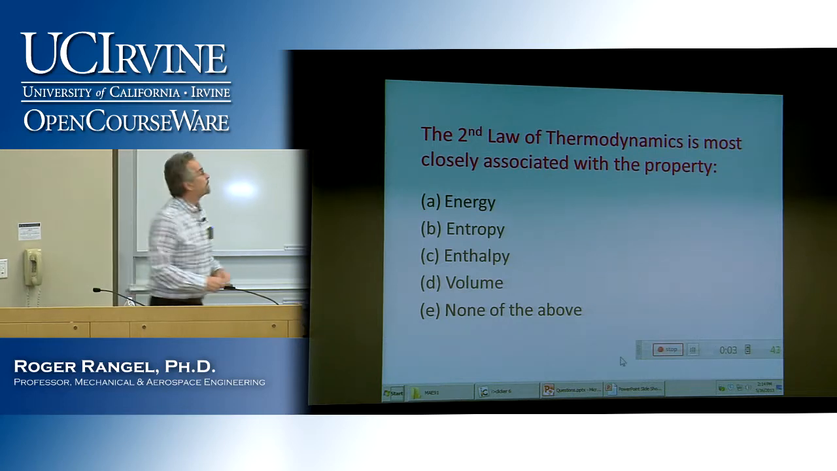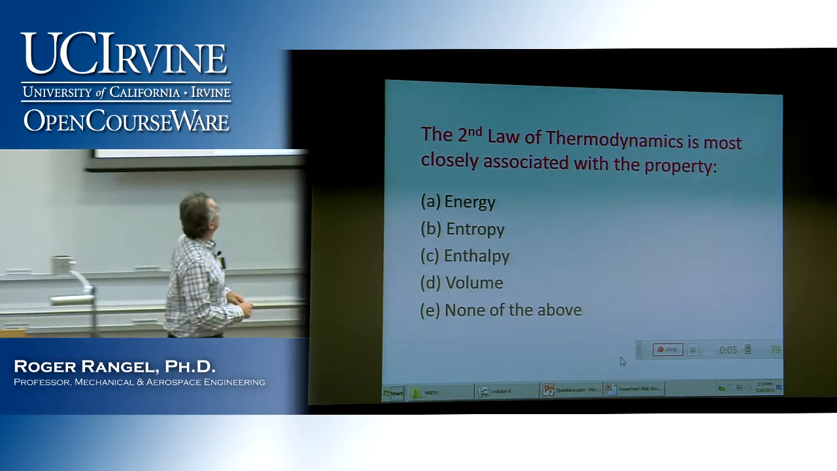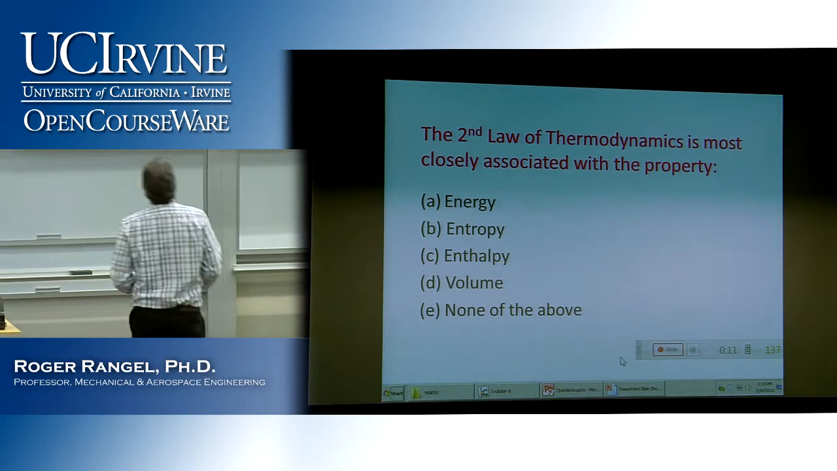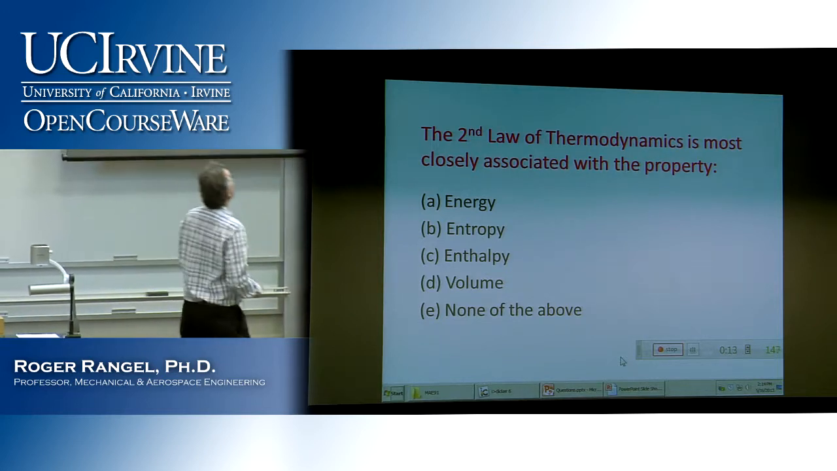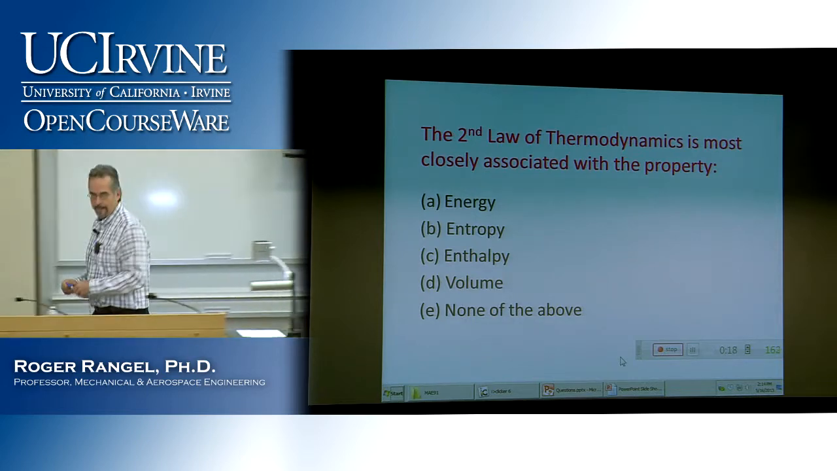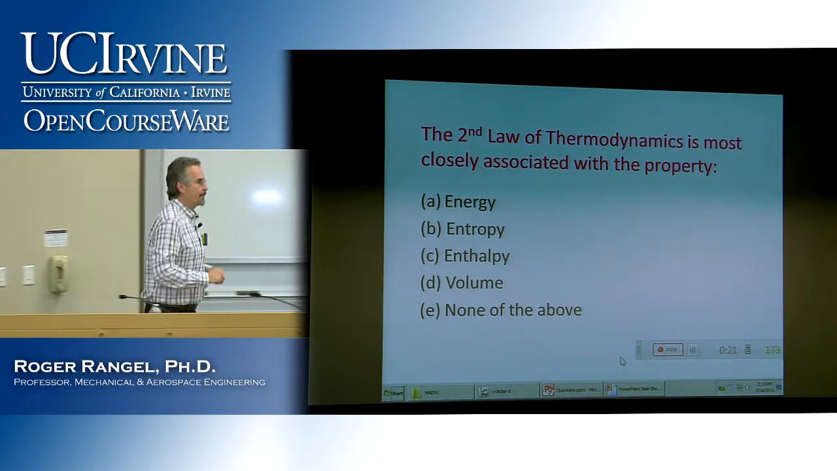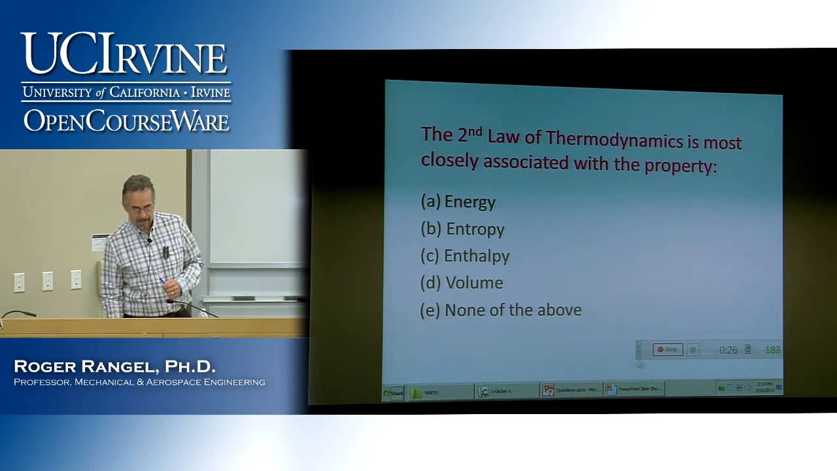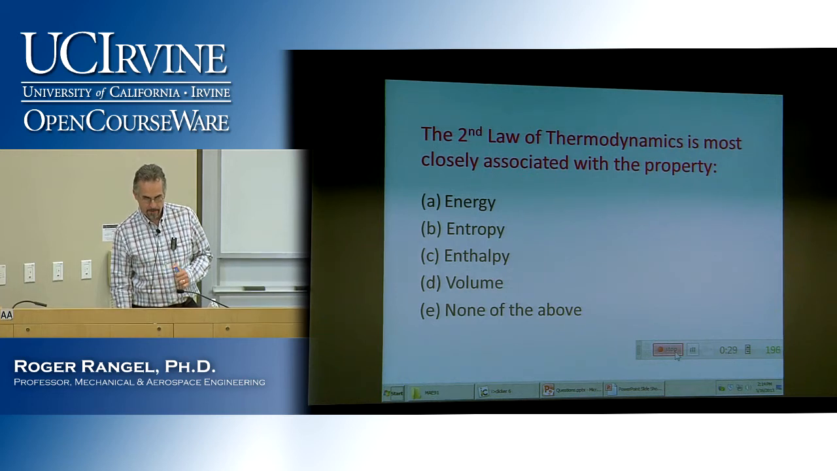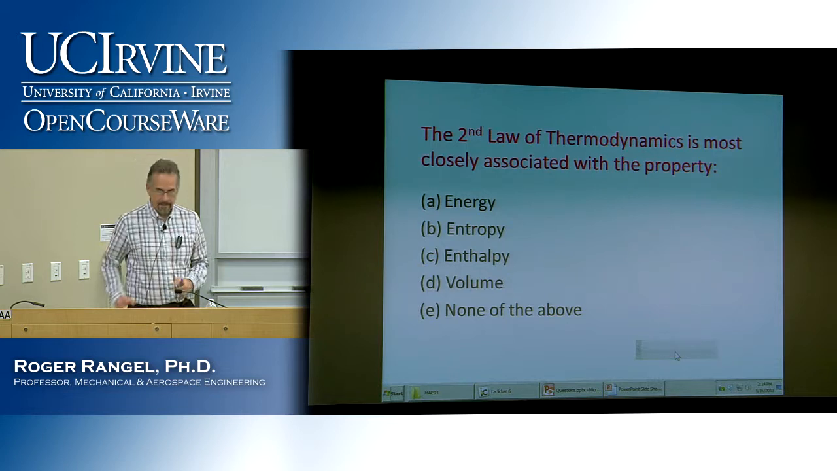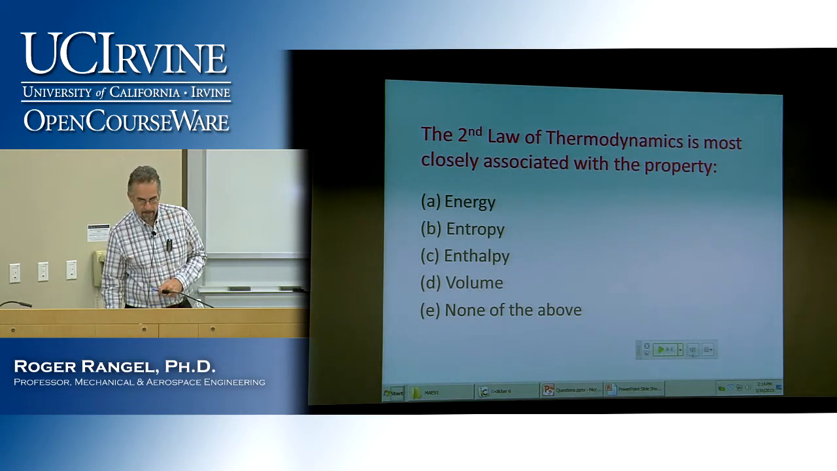All right, so the second law of thermodynamics is most closely associated with the property: A, energy, B, entropy, C, enthalpy, D, volume, E, none of the above. Which property is the second law of thermodynamics most closely associated with? All right, and that should be an easy one, so I'm going to close it soon. 5, 4, 3, 2, 1. We have an even 200 people here. It means that 47 of you are not here.